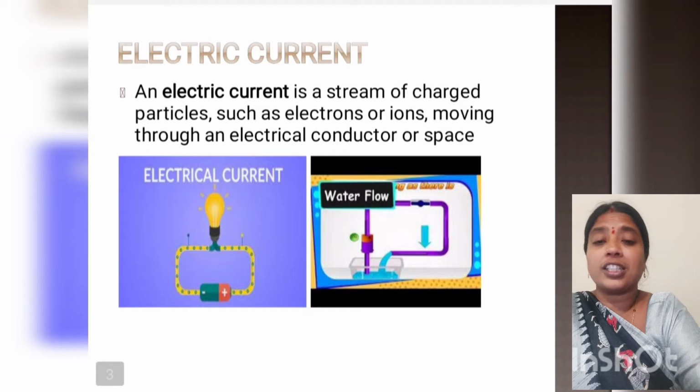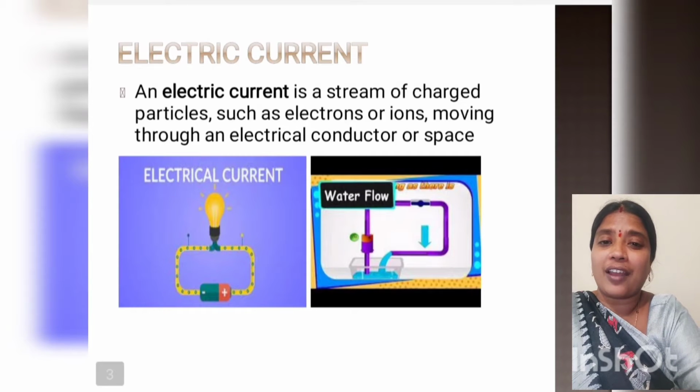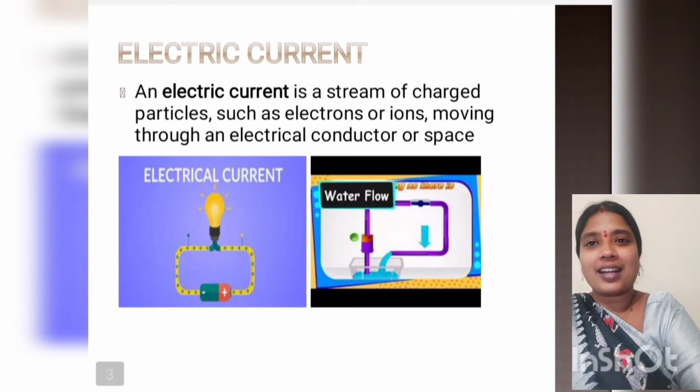As we have already discussed about the atom in our previous videos, the atom is the smallest particle of an element and it contains protons, neutrons and electrons. Protons and neutrons are present in the nucleus, and the electrons, which are freely available and revolve in the orbits, when they flow from one point to another, produce electric current.